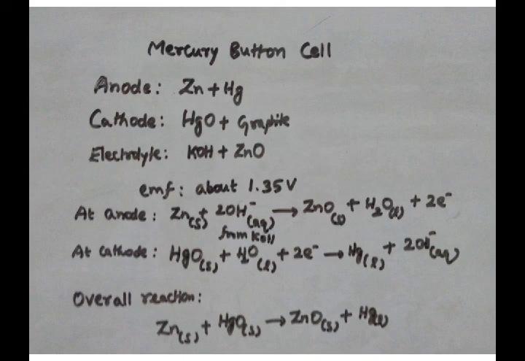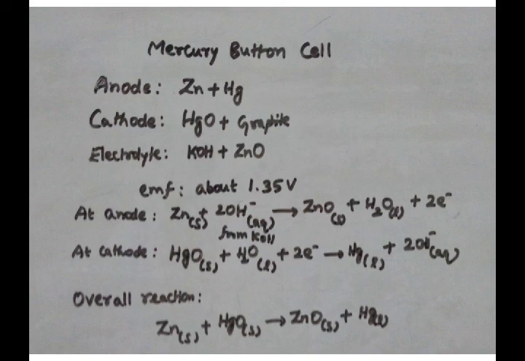Here, in the same manner, oxidation only takes place at the anode, and reduction only takes place at the cathode. The only difference is that there zinc alone is converted into zinc 2 plus and 2 electrons, whereas here the zinc reacts with hydroxide ion. Where is the hydroxide ion coming from? From potassium hydroxide. It receives the hydroxide ions so that it forms zinc oxide and water, and 2 electrons are evolved. So it is oxidation.